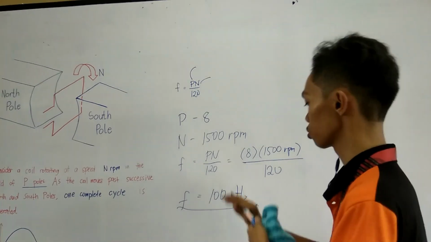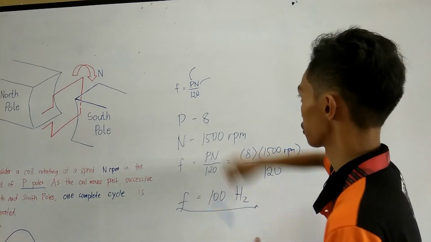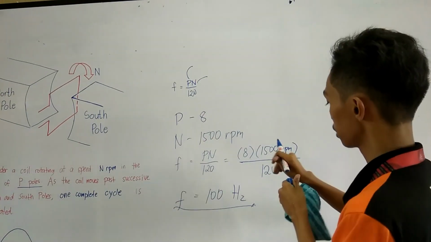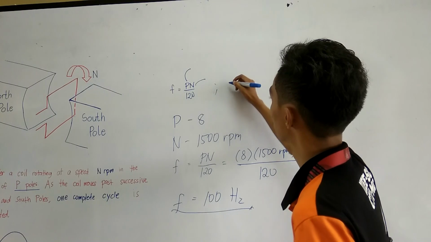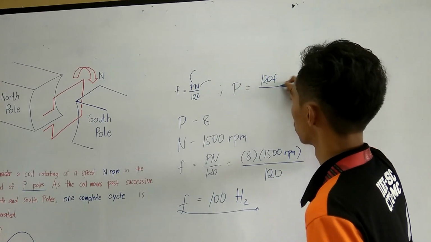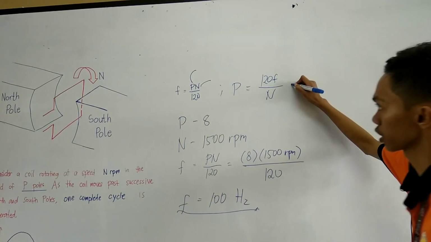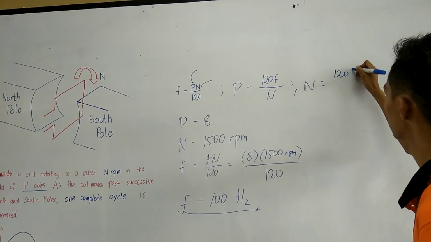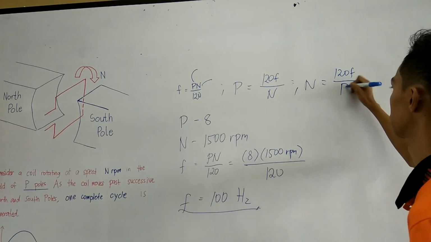Now, if you wish to find another element of the formula, you just have to manipulate the formula. So to get P, P is equal to 120f over N, or to get N, that's 120f over P.